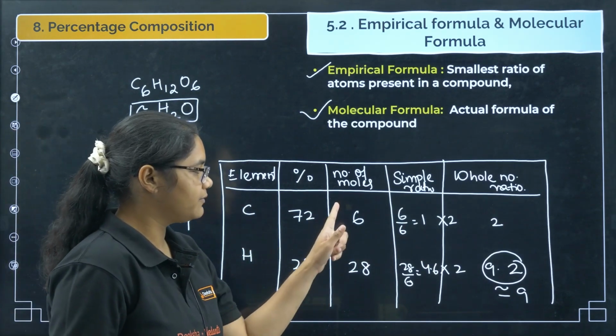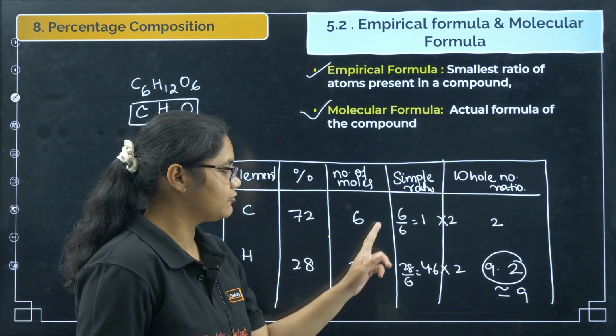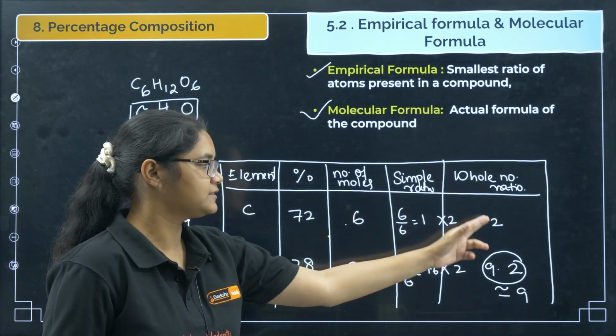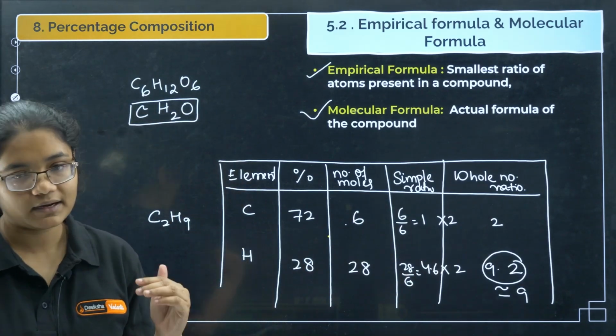First the percentage will be given, take the number of moles, divide the number of moles by the smallest value. So the smallest value should be divided in both the cases, and then you can calculate the whole number ratio. Okay.